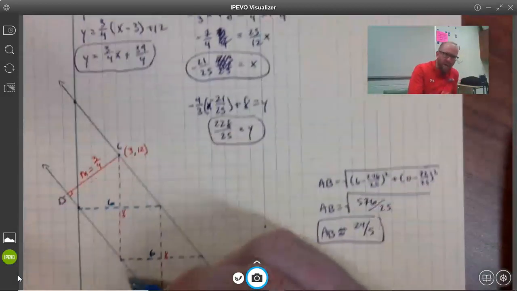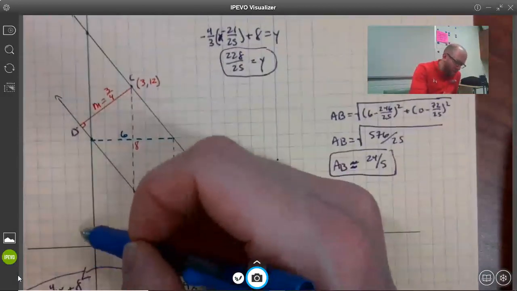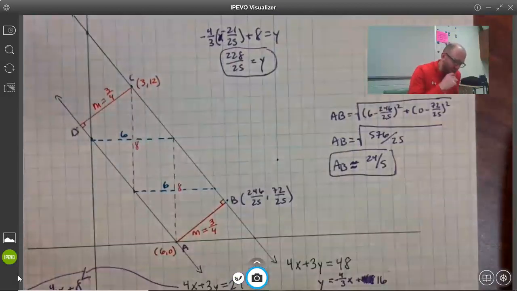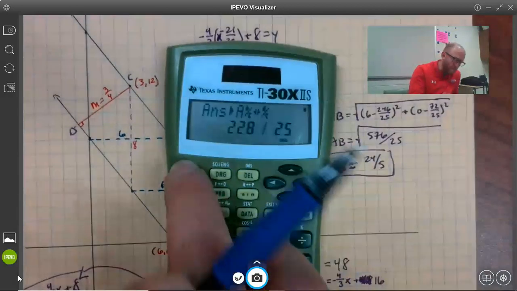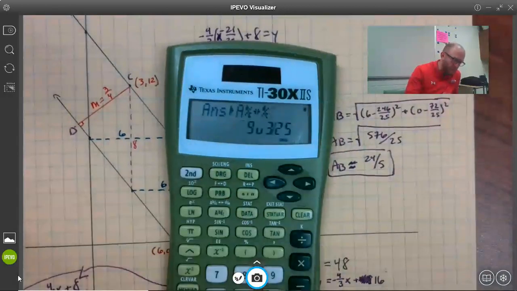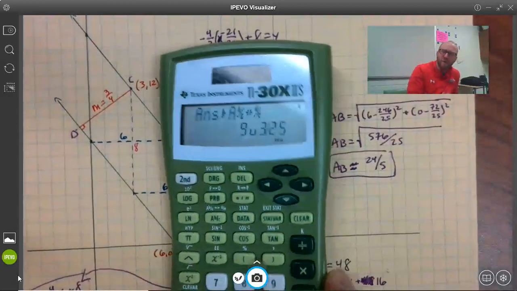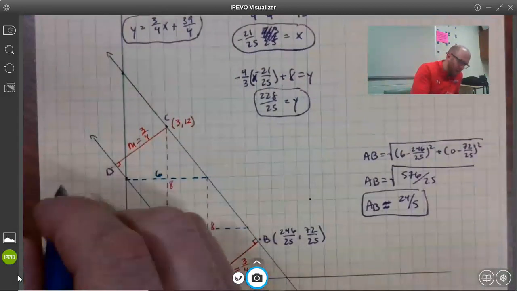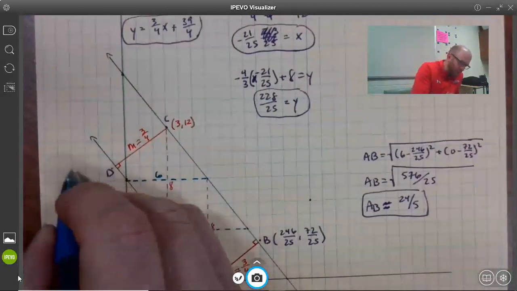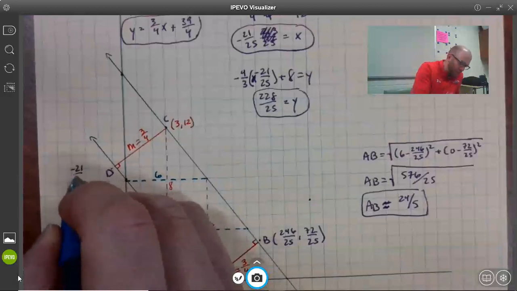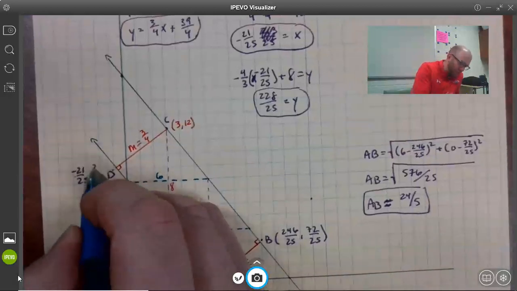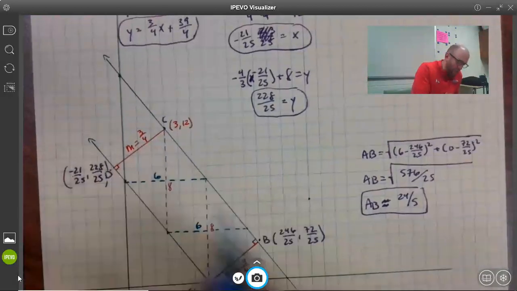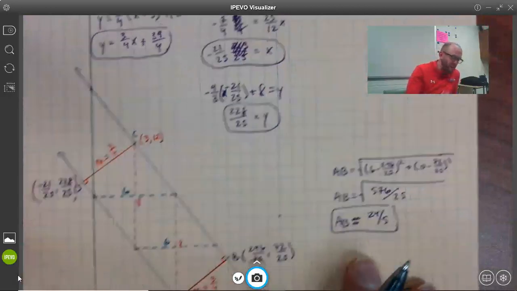And does that pan out? Let's see. 1, 2, 3, 4, 5, 6, 7, 8, 9. Just a little bit more. 9 and 3/25, so just a little bit over 9. Perfect. So the location for point D is negative 21/25, 228/25. Now find the distance between these two points.